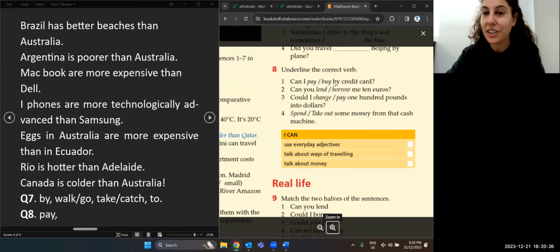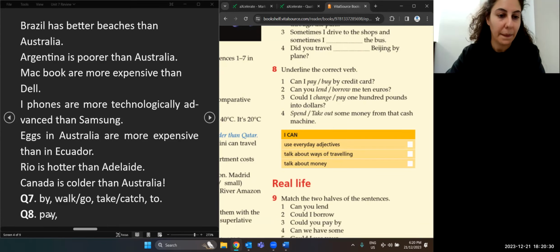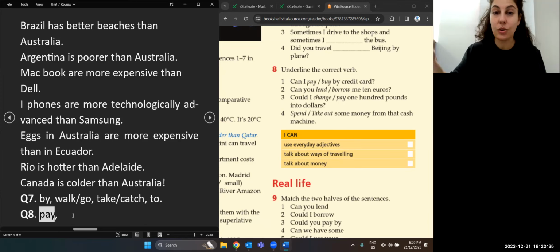Let's underline the correct words. Can I something by credit card? Yeah, can I pay by credit card? That means, can I use my credit card to make a payment?